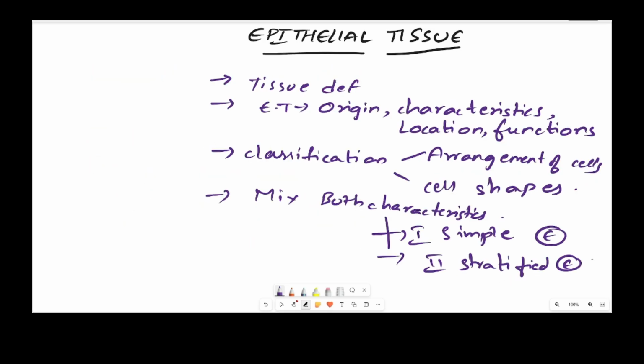If the question is to explain in detail about epithelial tissue and its classification, what will you include in that answer? First, you will write the definition of the tissue, then the epithelial tissue, its origin, characteristics, location and functions, and the classification based on two characteristics: the arrangement of cells and cell shapes. If you mix both these characteristics, you will have two other types: the first one is simple epithelium and the second one is stratified epithelium. That's the complete explanation of epithelial tissue and its classification.